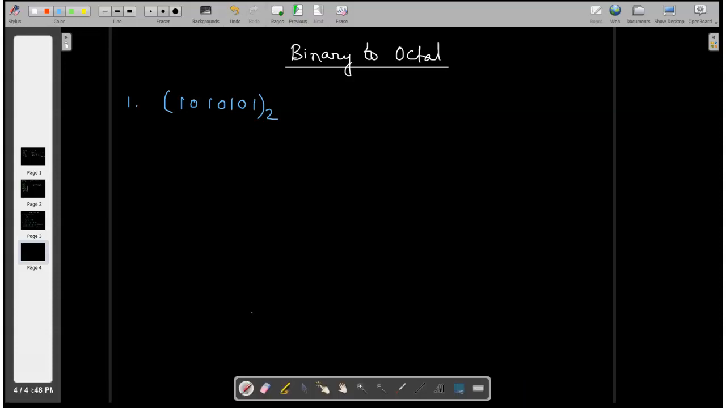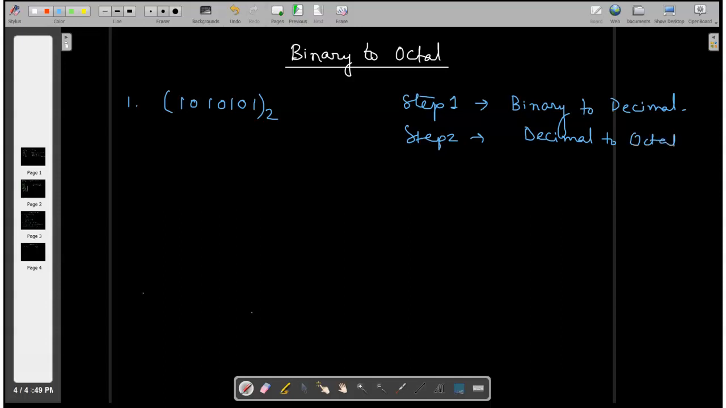Binary to octal is done like this. Step 1 will be to convert this binary number to a decimal number, binary to decimal. And then step 2, convert decimal to octal. That will be pretty easy. We can convert a decimal number to an octal number, we have already learned that. So let us see how we do it.